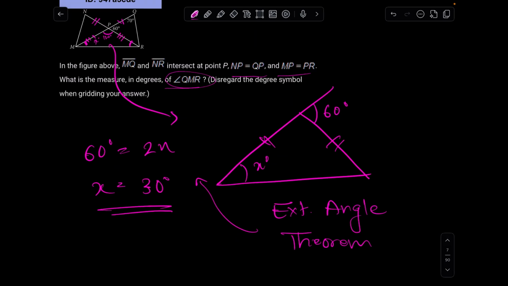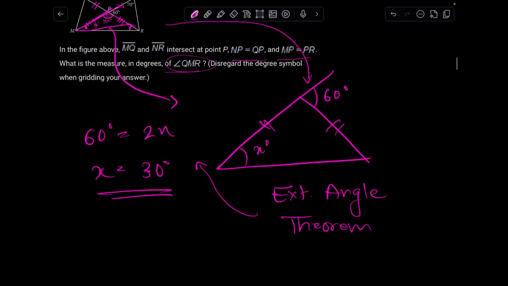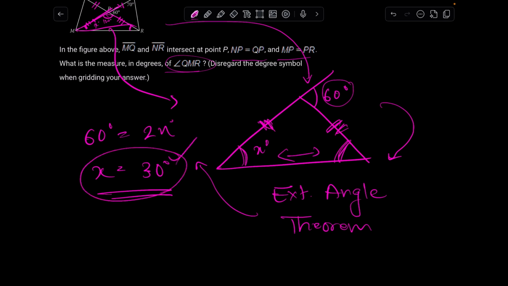Okay, so I'm taking this triangle right here and drawing it enlarged like this. So we need to find x degrees. This is an isosceles triangle. We are going to use the exterior angle theorem right here. So 60 degrees should be equal to the sum of this angle and this angle. And since these two are the same, we're going to label it as 2x degrees, and therefore x is 30 degrees.